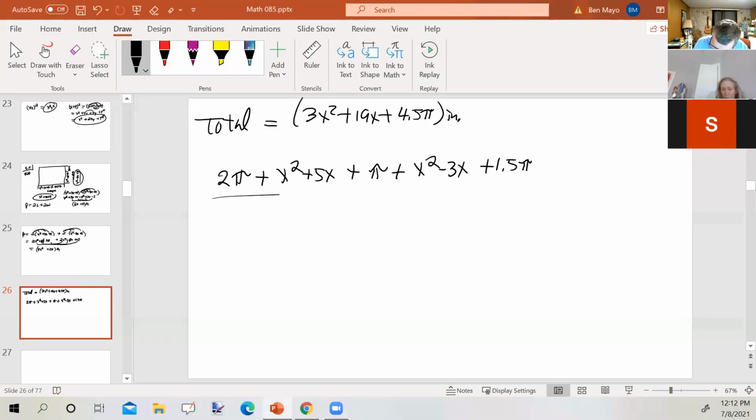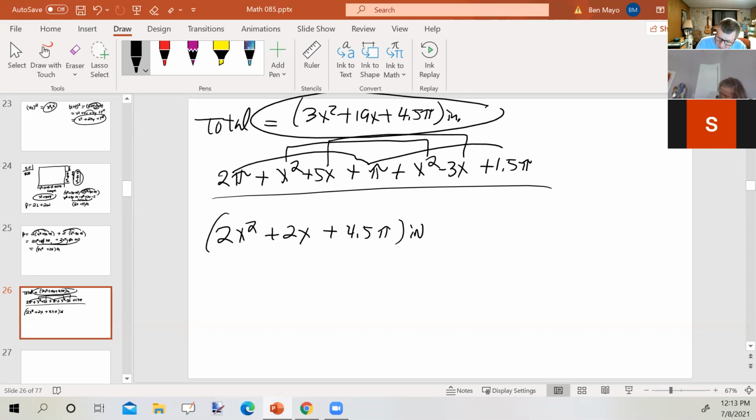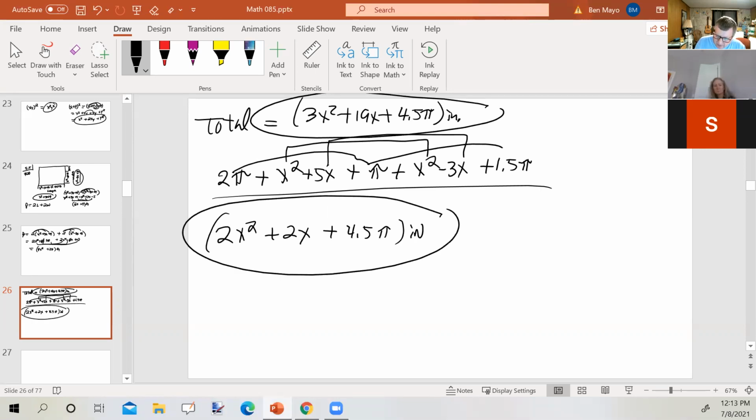So I'm going to add all of these up. Let's see. I've got an x squared plus an x squared, which is 2x squared. I've got a 5x minus 3x, which is plus 2x. And then I've got 2 pi plus 1 pi is 3 pi, plus 1.5 pi is plus 4.5 pi. And that's inches. Okay. So the total is this. All of the known pieces are that. If I take this away from the total, what is left will be that unknown piece.